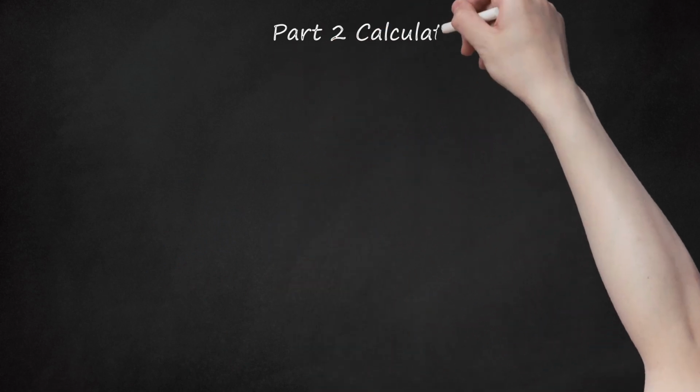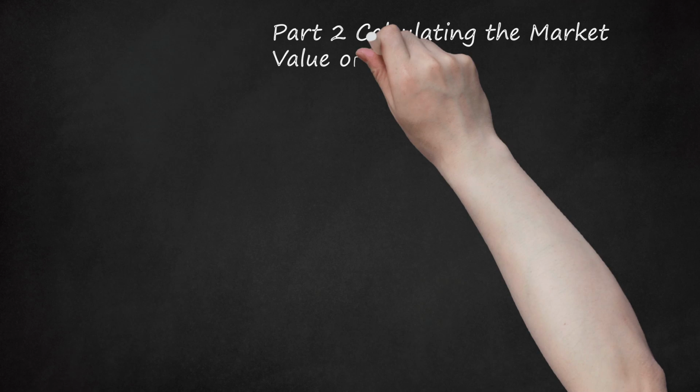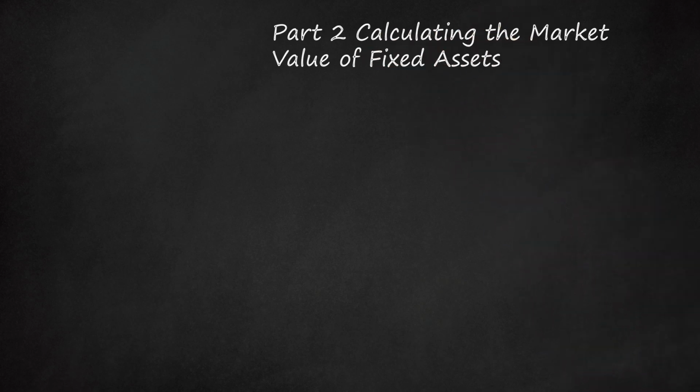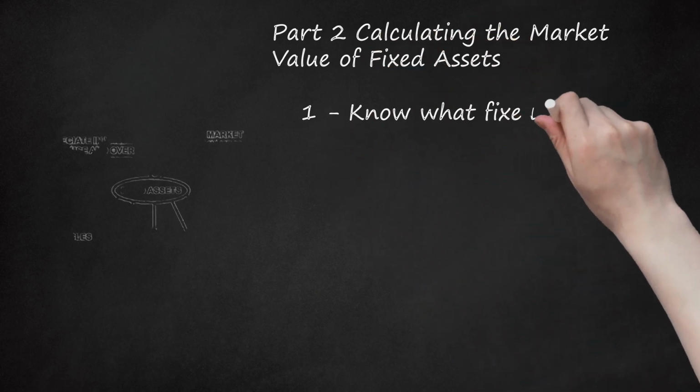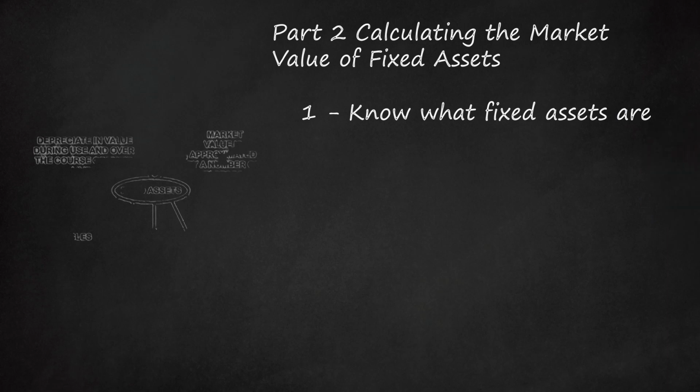Part 2: Calculating the market value of fixed assets. 1. Know what fixed assets are. Fixed assets are those that are more difficult to convert into cash than current assets. In the case of a business, fixed assets are those used in the operation of the business or the production of product such as machinery, vehicles, land, buildings, and furniture.